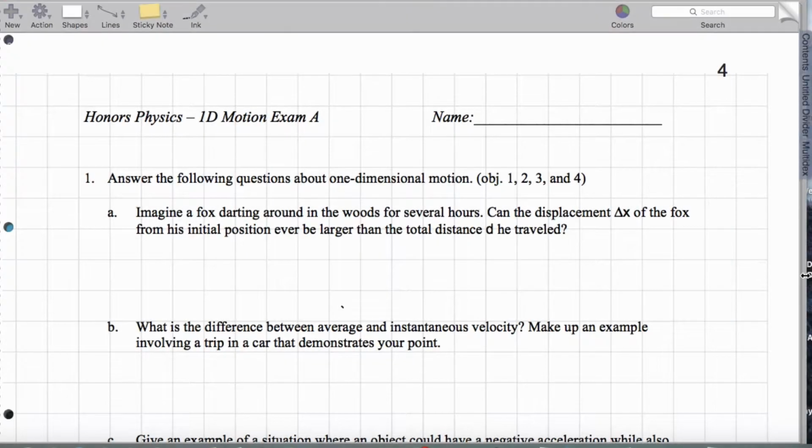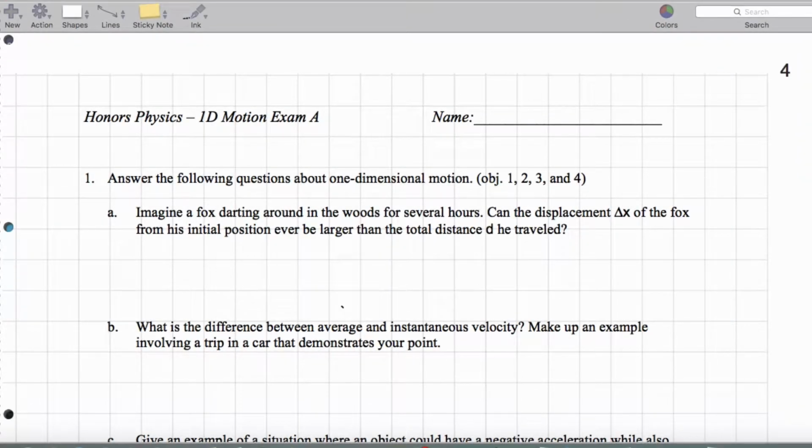All right, everybody, so we're going to take a look at this first problem here. This first page, actually, on this honors physics review exam. This is something you did last year. I want to make sure that you're fluent in it now.